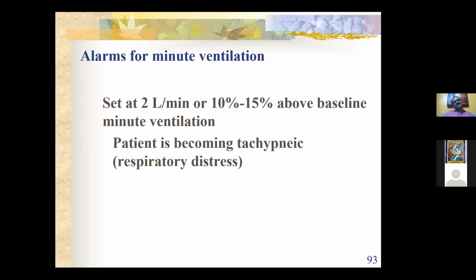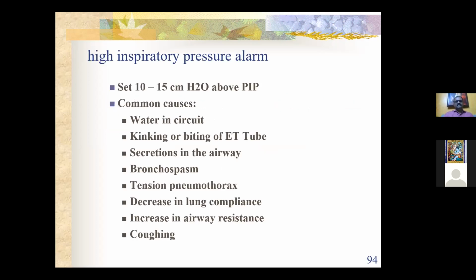There will be an increase in the minute ventilation. That alarm should also be there. Then, in case of a volume control mode, you will be setting the high inspiratory pressure alarm. That is usually set 10 to 15 centimeters above the peak inspiratory pressure. When you set a tidal volume in the ventilator, there will be a peak inspiratory pressure happening. That will be shown on the ventilator.